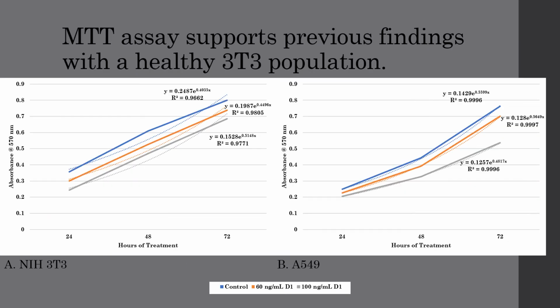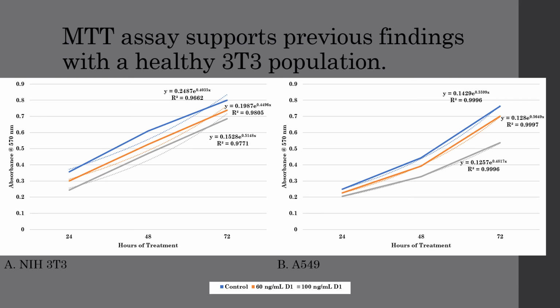These two graphs are the growth curves which resulted from the PsiQuant MTT cell viability assay, where relative growth was measured at 24, 48, and 72 hours of treatment using a plate reader. The color scheme for the control, 60, and 100 nanograms per ml treatment remain as blue, orange, and gray respectively. In addition, the R-squared values for the exponential trend lines are at 0.96 or above, which is a significant improvement from the previous manual cell counting.